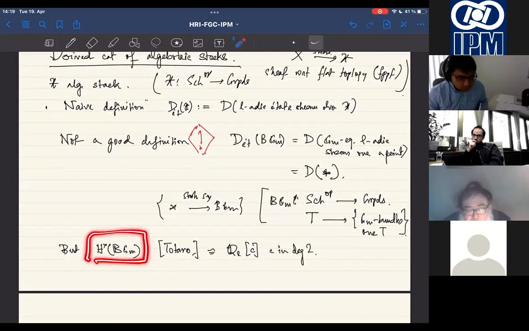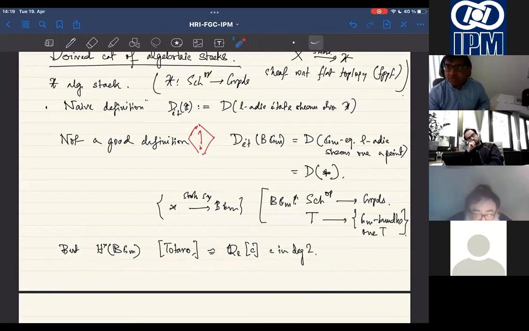already in the literature, the cohomology of BGm has been computed, especially due to Totaro, who shows that the cohomology of BGm should be actually a graded polynomial ring in degree 2. And this doesn't agree with that of a point. So somehow this theory can be defined, but this is kind of interesting. It somehow loses all the information. It doesn't see the difference between BGm and a point on a derived level. So well, this doesn't work.